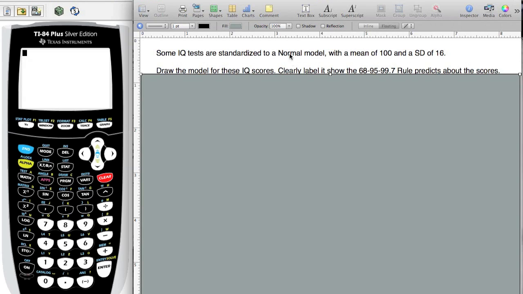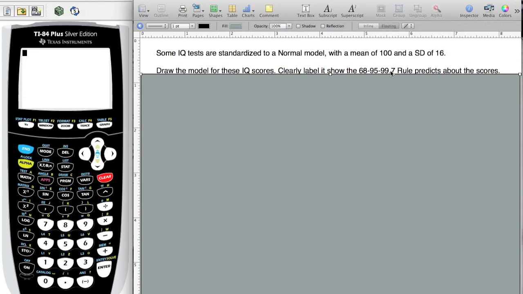For our example, we're going to look at an IQ distribution. So some IQ tests are standardized to a normal model. We've mentioned something similar in class. We have a mean of 100, and we're going to have a standard deviation of 16.